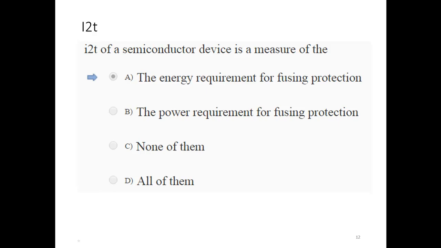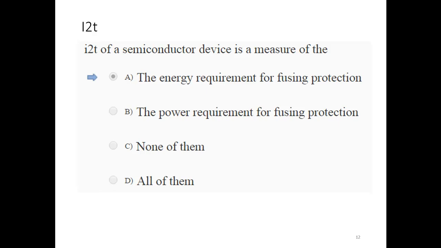That's what happens. But in semiconductor devices, they use special types of fuses so that the I square T of the fuse is lower than the I square T of the device, and the fuse will blow, not the device. The I square T of the fuse has to be lower than the I square T of the device, so that the fuse will blow, not this device.